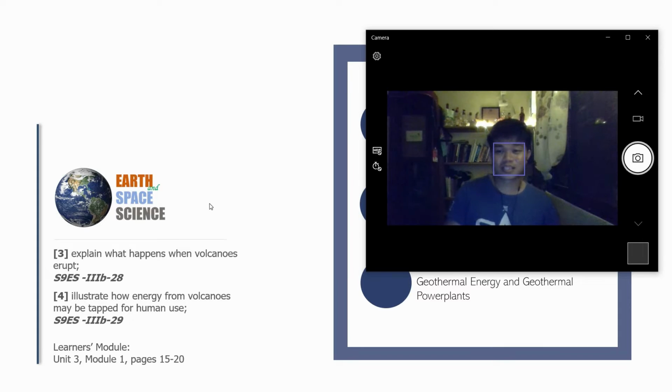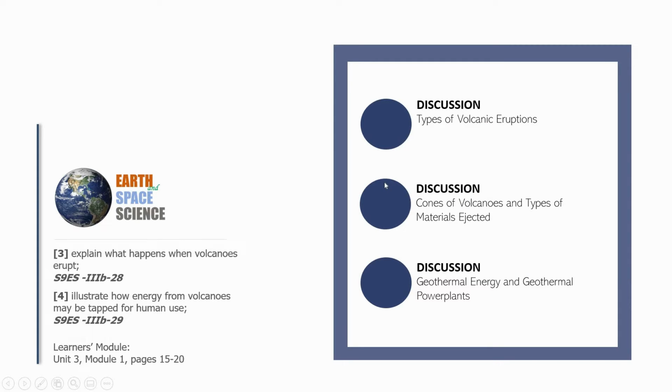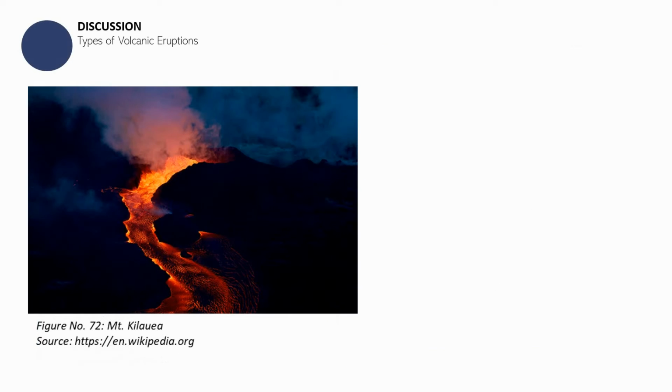In this edition, we will be having the following parts: a discussion on types of volcanic eruptions, another discussion on cones of volcanoes and types of materials ejected, and then a discussion on geothermal energy and geothermal power plants. First is the types of volcanic eruptions.